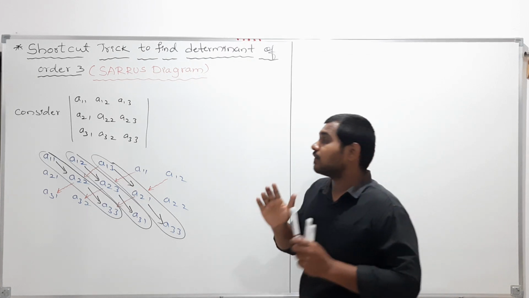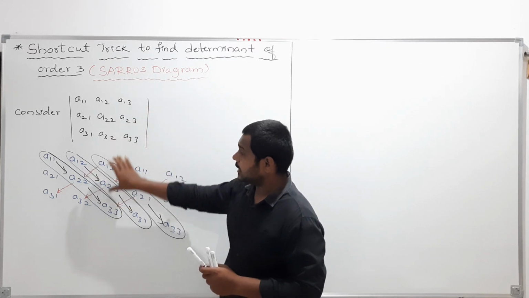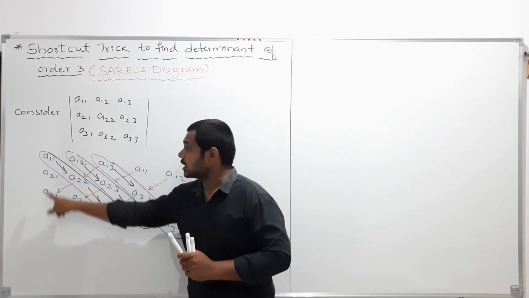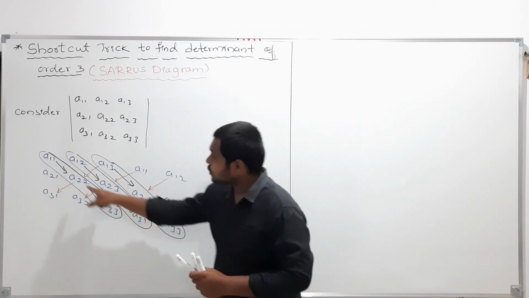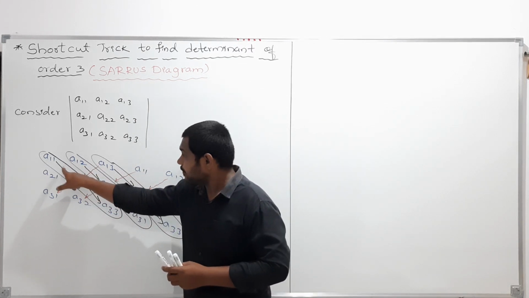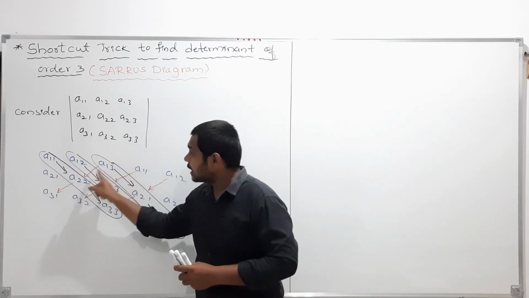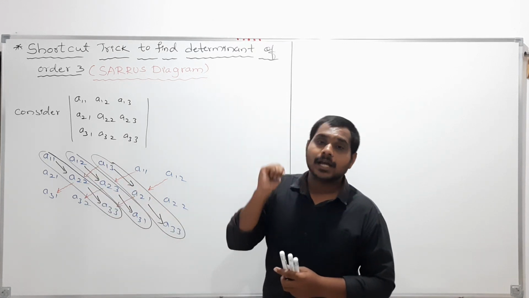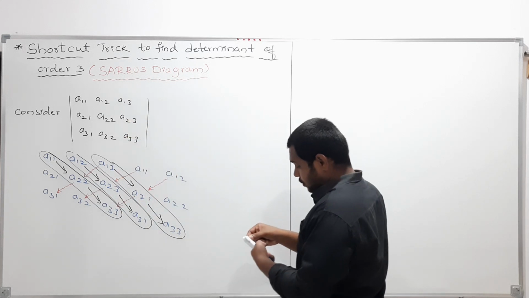So what is the first step? First, we should write the elements of the given determinant as they are. After writing this, we should repeat the columns. First column I wrote as it is, and next the second column. After writing this, we should mark like this. Whatever I marked with the black pen, we take as the diagonal elements, and whatever I marked here in red, we call the anti-diagonal elements.